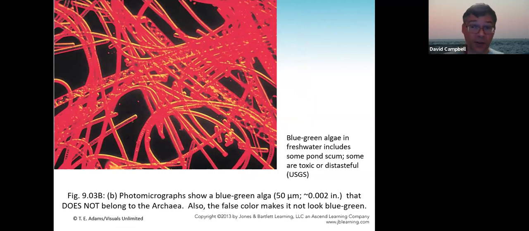So these have the very small, simple cells of bacteria, unlike your standard algae that are eukaryotes. They've got a nucleus and other more complex stuff in their cells. Bacteria don't. So this is a photomicrograph showing blue-green algae, but it's colored artificially. That is not blue-green. That's kind of magenta.